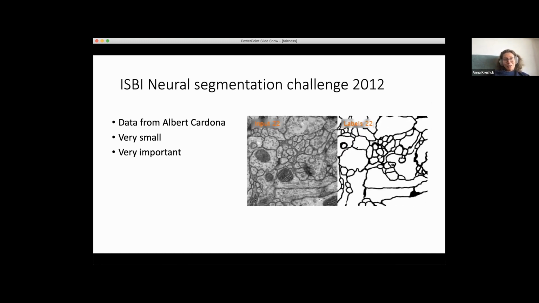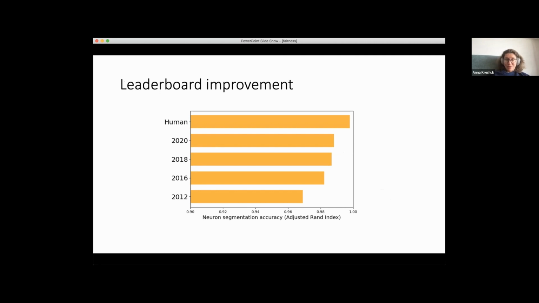If you look at the leaderboard improvement, you can see the human being at almost 1, and this is where we started in 2012. This was one of the first uses of deep learning in microscopy, and you see how much we have covered since then. This would never have been possible without this open benchmark. It got a little bit better in 2022, but I think we have essentially saturated the data set, and we probably cannot do much more on this.